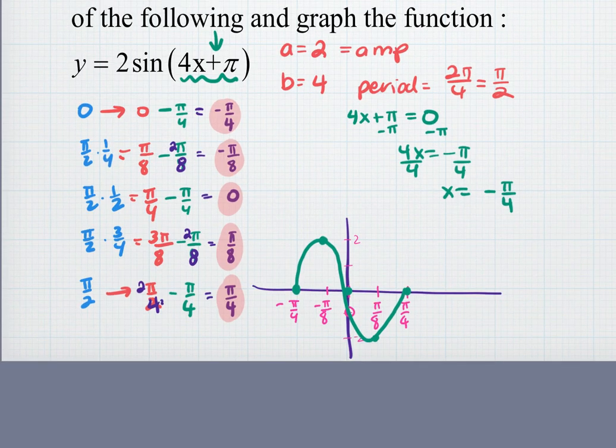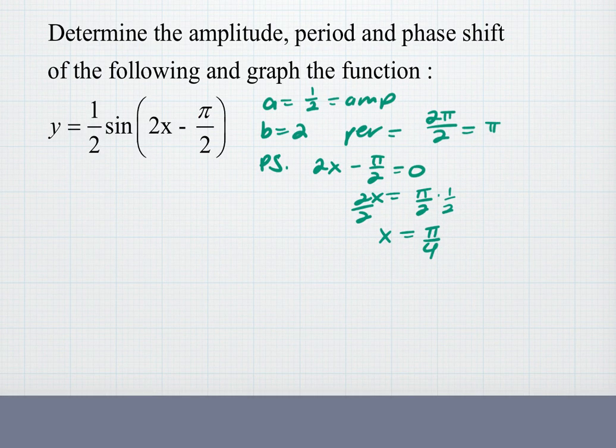If there was a vertical shift, I would shift it up or down, depending on what it is. And if it was a negative on the front, I'd flip it upside down. Questions on that one? Okay, are we good to here?